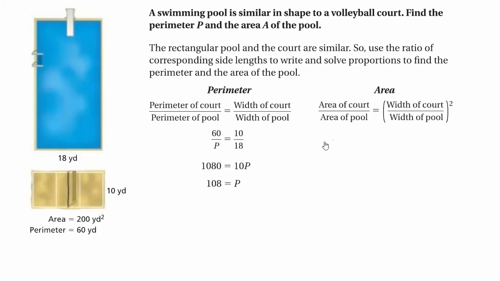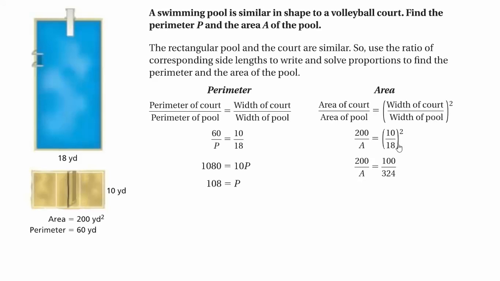Then when you do the area, you're doing the exact same thing. So you're doing the area of the court and the area of the pool. The area of the court is 200, but it's yards squared, over the area of the pool. We don't know. And then because it's area, we're going to take the 10 to the 18, but quantity squared, which I think they would probably reduce.